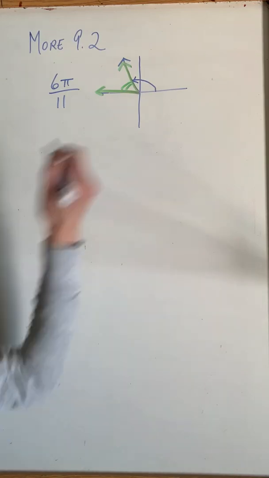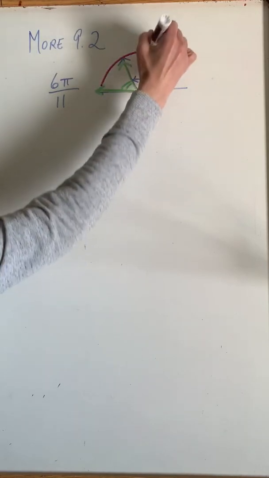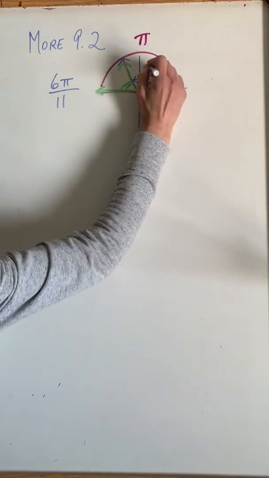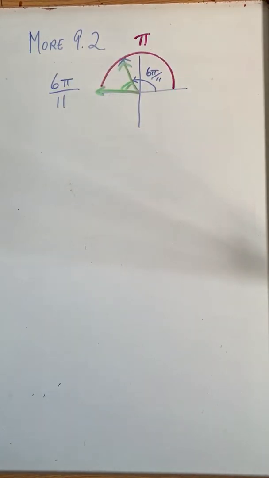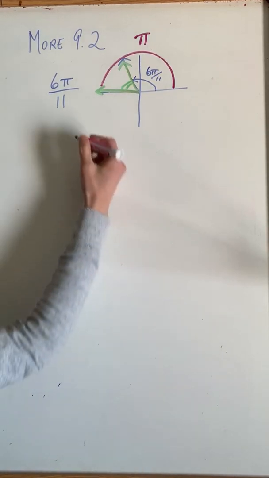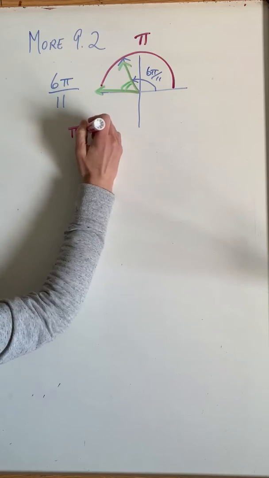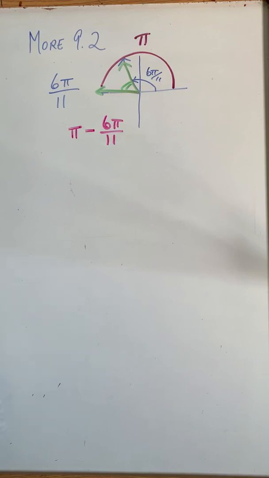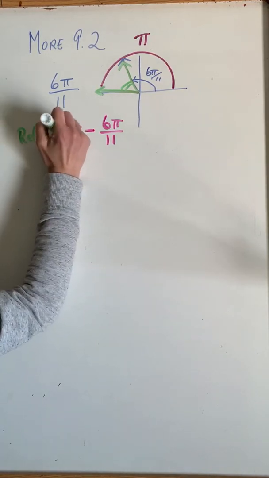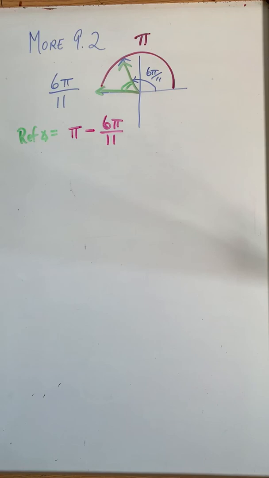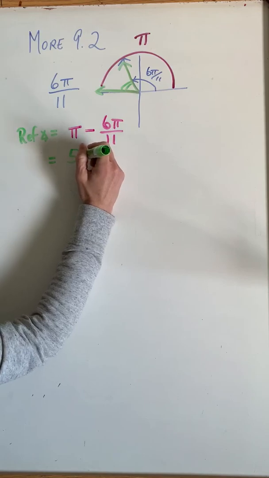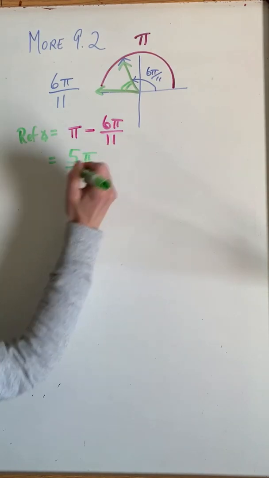So in radians, I know that the measure from here to here is pi, right? And I know that this piece is 6 pi over 11. So how am I going to find the green angle? Well, if you said subtract, you're a genius. So we're just going to take pi and subtract 6 pi over 11 from that, and that will give us the measure of our reference angle. So what is pi minus 6 pi over 11? This is just 11 pi over 11, right? So this becomes 5 pi over 11.